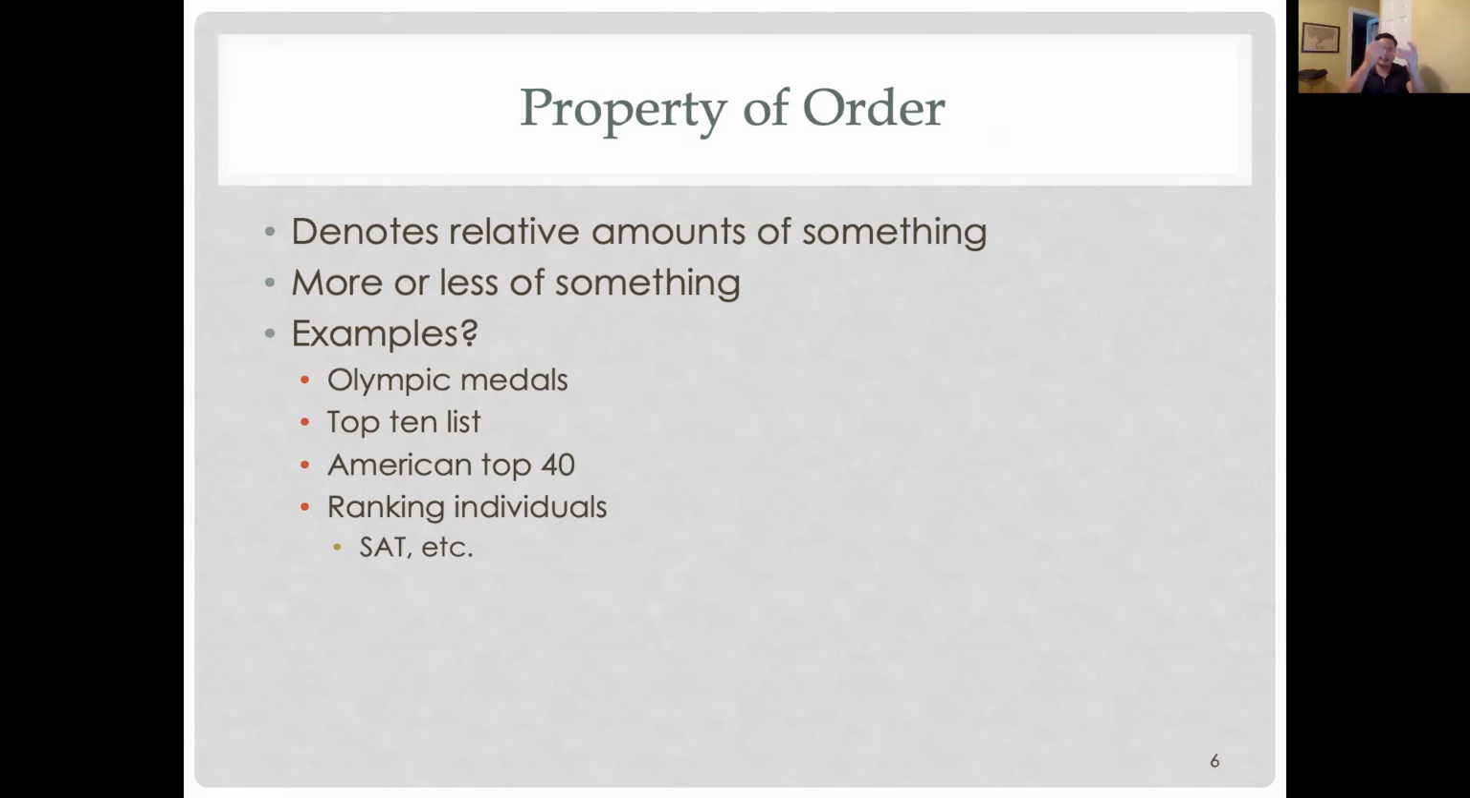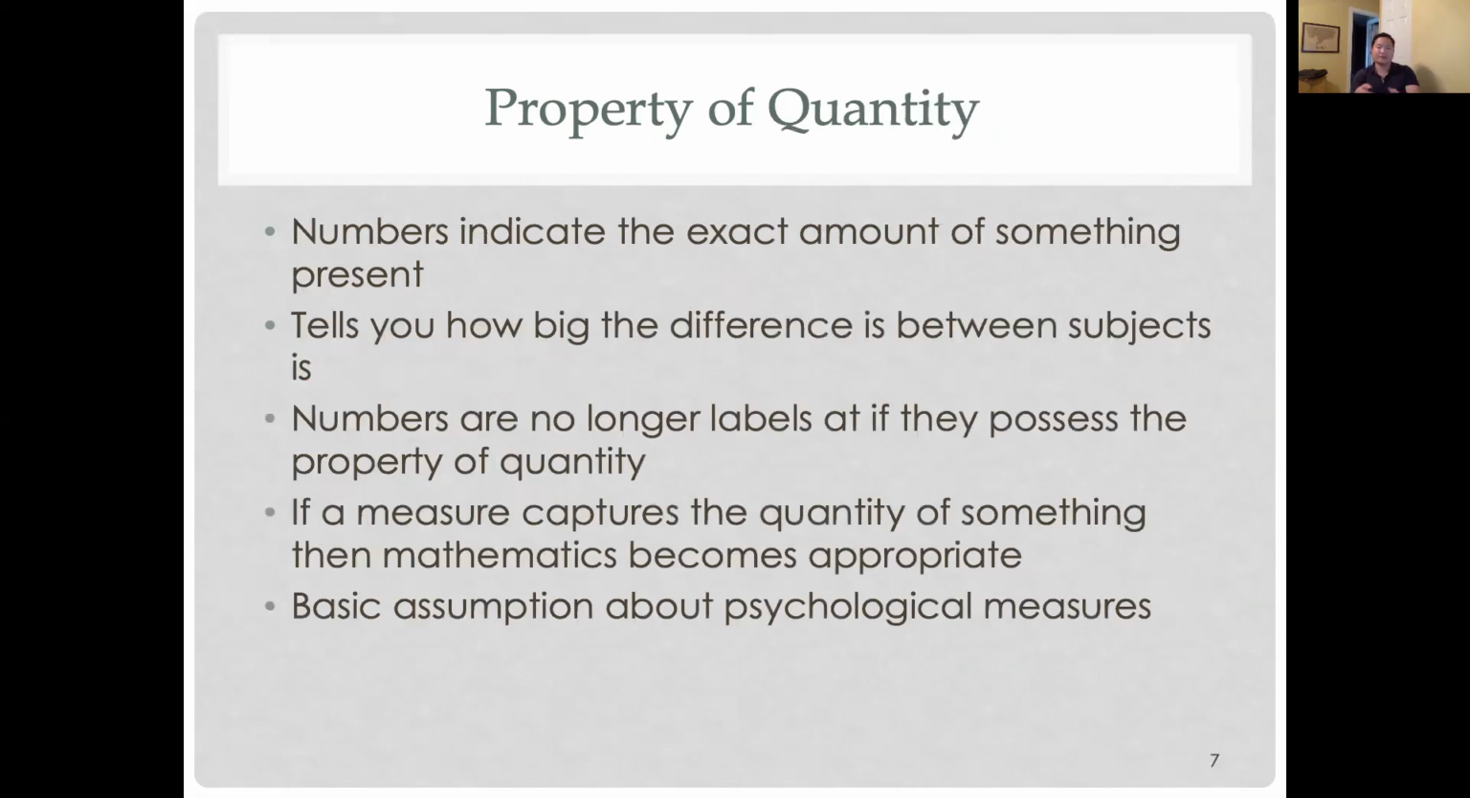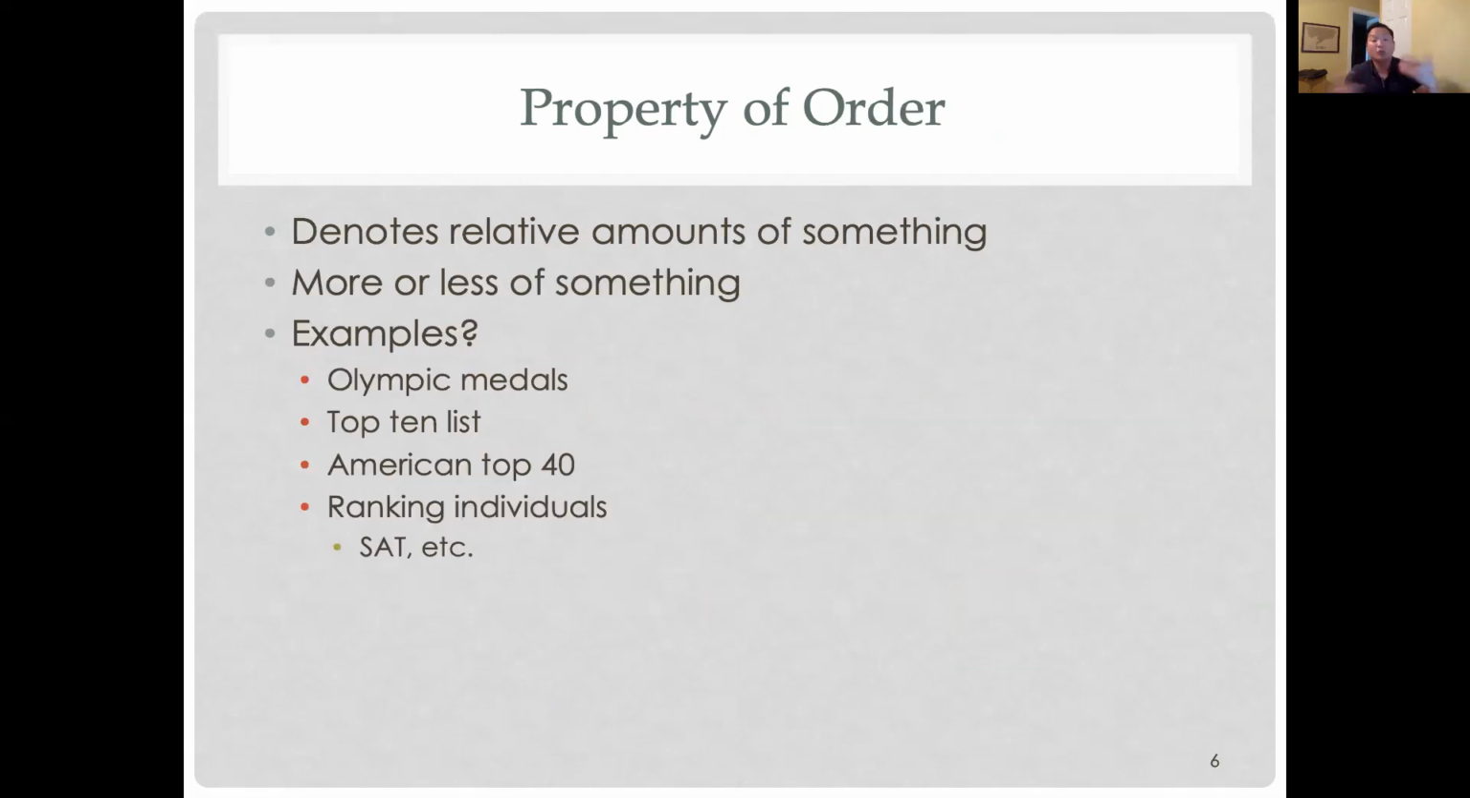Now, if we want to take that a step up and take it a step further, we could do property of quantity. So this is where the number is exactly what it's supposed to represent. It's the exact amount. This can be useful. Sometimes, just to go back a sec, we want property of order. We just want to know who's the smartest person, who's the most depressed person, who's the most whatever or least whatever, in order to do something.